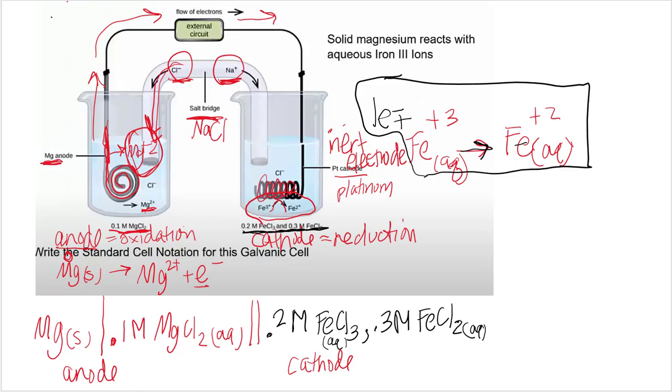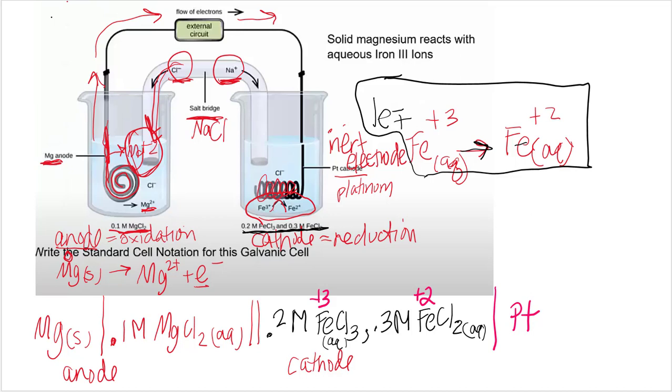Now these are both solutions. I can clearly see the reduction occurring. I went from a +3 to a +2. And this reduction is happening at the platinum inert electrode. So notice where my line comes in, separating the aqueous phase from the inert electrode, which is platinum in this case. And that's how I'll designate this cathode, which is our other half cell.